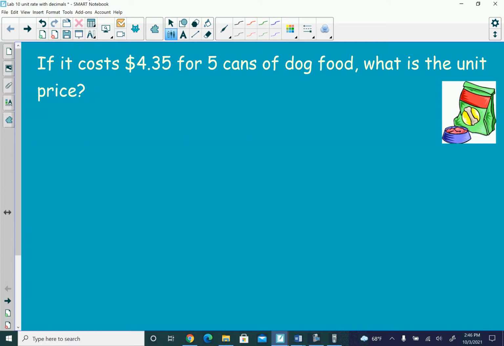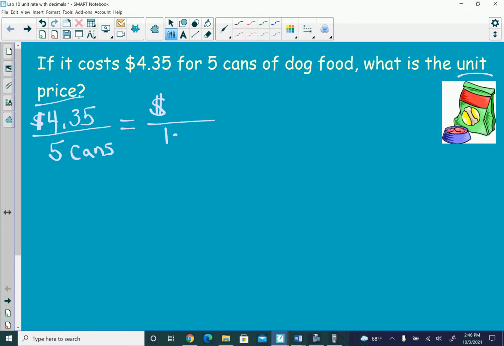So this first one here says if it costs $4.35 for 5 cans of dog food, our job is to figure out what the unit price is. Remember, unit price is going to mean how much money for one. So how much money for one of those objects. So we're going to start with the ratio that we do know. We do know that it's $4.35 for 5 cans of dog food. So what they want us to do is create an equivalent ratio to that and figure out how much money it'll be for 1 can.